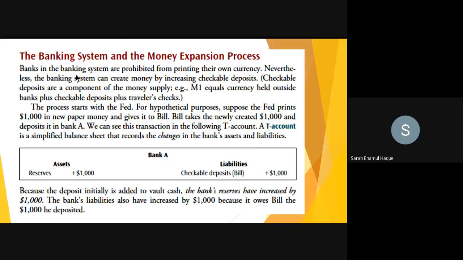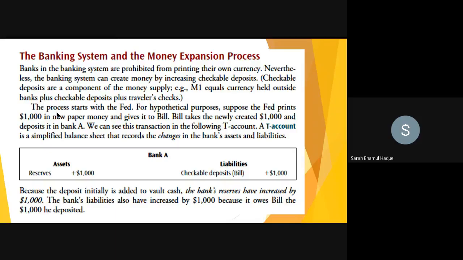Banks in the banking system are prohibited from printing their own money. Prohibited means not allowed. So banks are not allowed to print their own money. Nevertheless, the banking system can create money by increasing checkable deposits. So let us see what's going to happen.